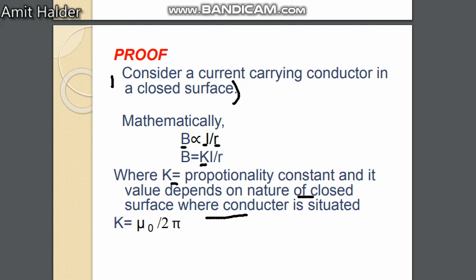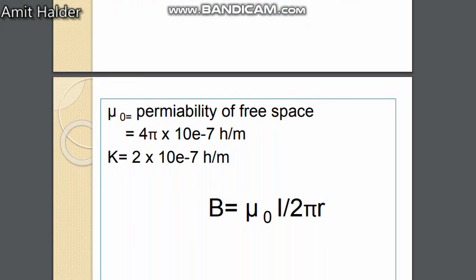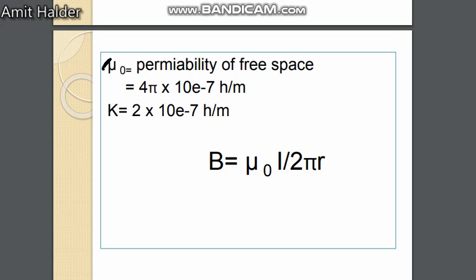Mu naught is the permeability of free space, which is 4 pi times 10 to the power minus 7 Henry per meter. You can take H as Henry like this, and K is equal to 2 times 10 to the power minus 7 Henry per meter. So after calculating this, you get B equal to mu naught I divided by 2 pi R, for a cylindrical component, that is, a wire.